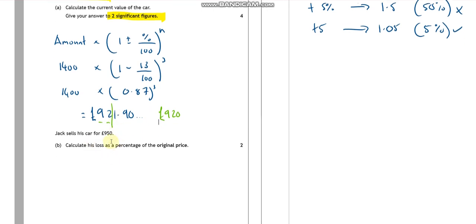Jack sells his car for £950. Calculate this loss. Okay, so that's your difference over original times 100. That's going to tell you percentage loss.